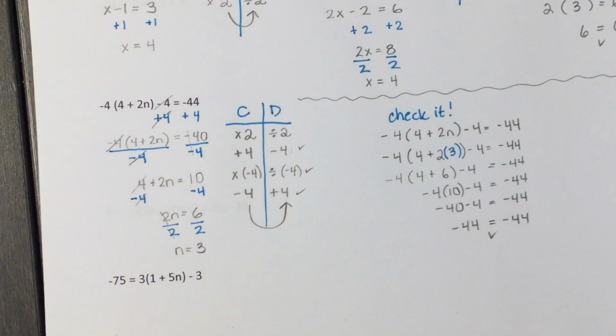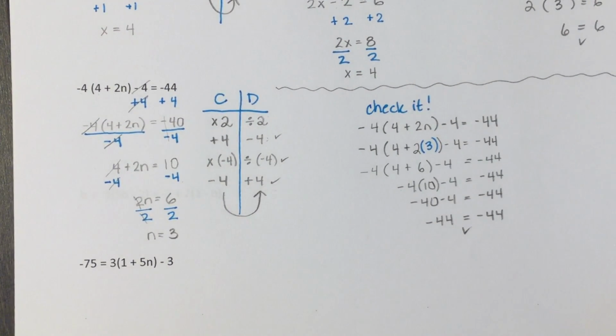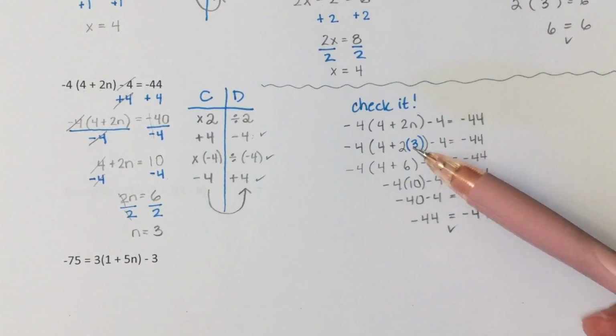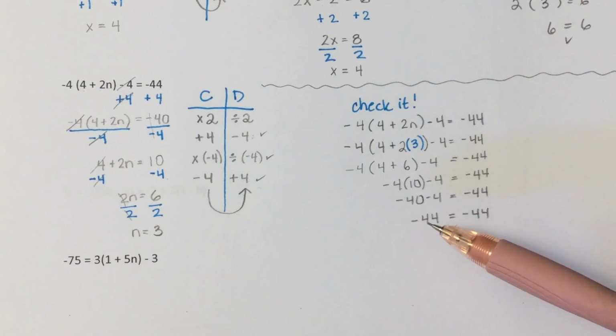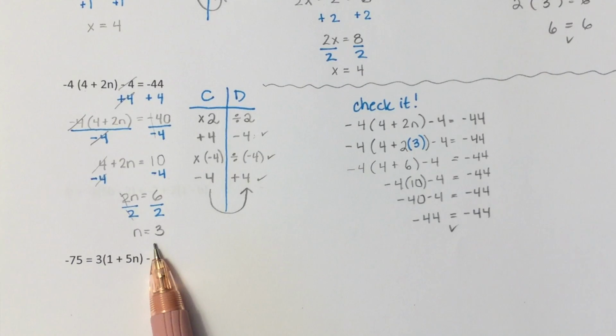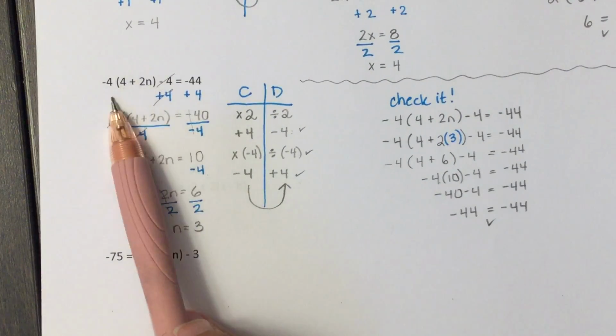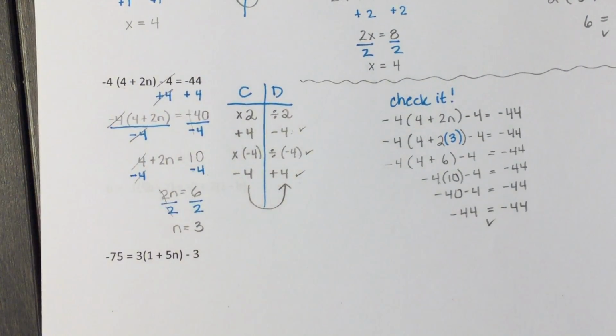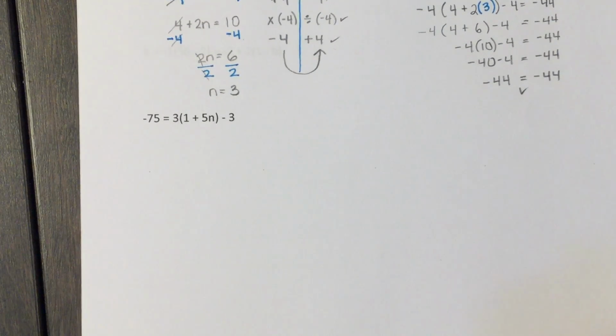Well, I think we can see that we are on the right track. Just following our order of operations, we're able to get the left side equal the right side, which shows that n equals 3 is the correct solution for this equation. So let's try the next one.